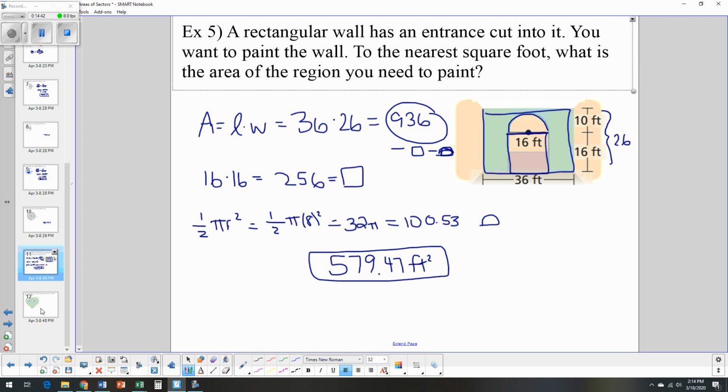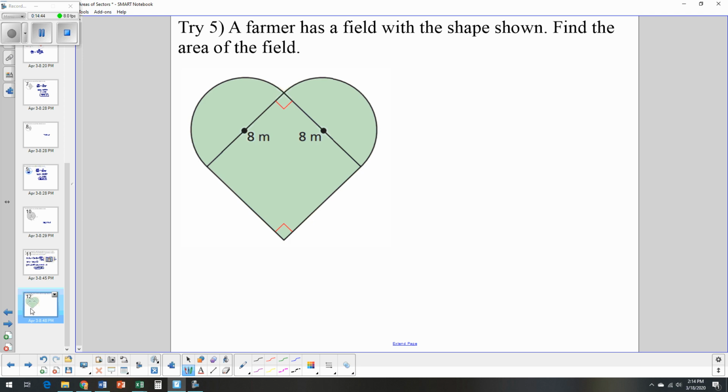For the last problem for this lesson, same idea, except there's nothing to take away now. We have a farmer who has a field with the shape shown. It's our beautiful heart here. Find the area of the field. So we have a square and 2 semicircles that make one entire circle. So go ahead and pause, give it a try, and when you're ready, come back.